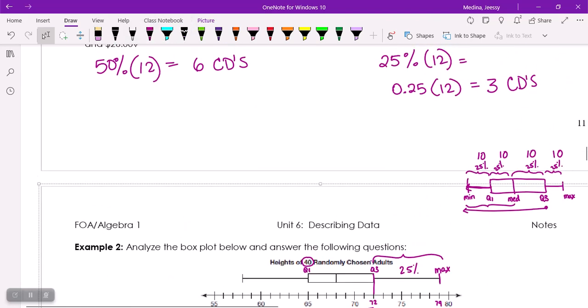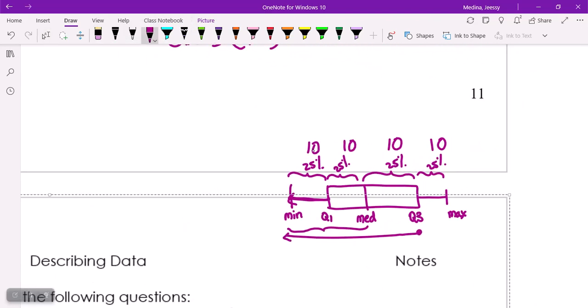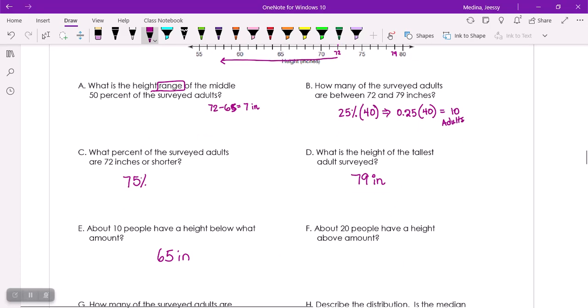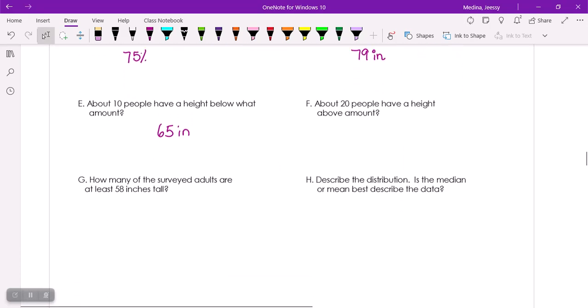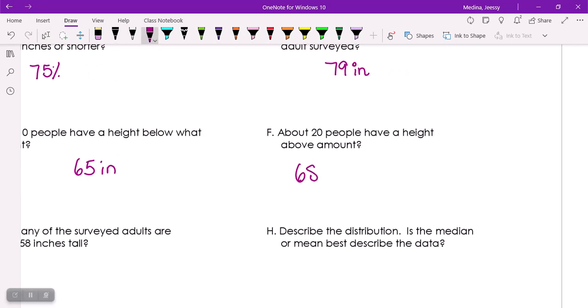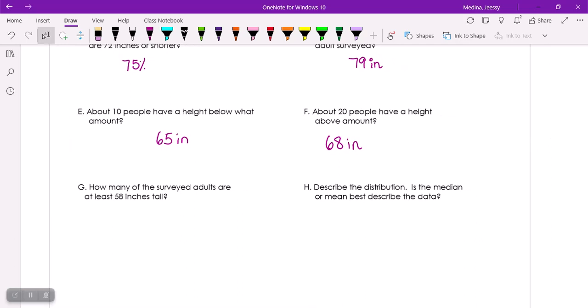20 people is how many quartiles? 2 of them. So that means from here, there are 20 people going this way, right? What is this measurement at the median? 61? 69? 68? Say it louder. I can't hear you guys. All right, so about 20 people have a height above 68 inches. So once again, you have to learn how to read box plots. This is what I'm trying to do, show you the different types of questions that you're going to be asked.